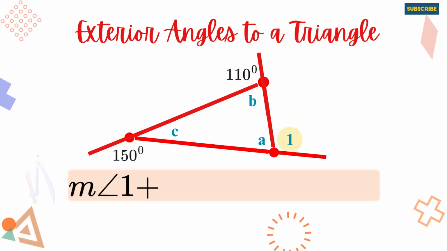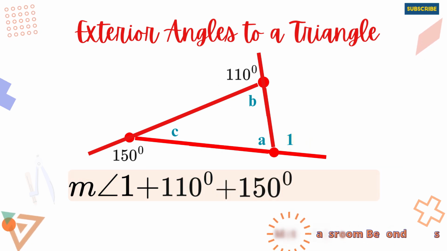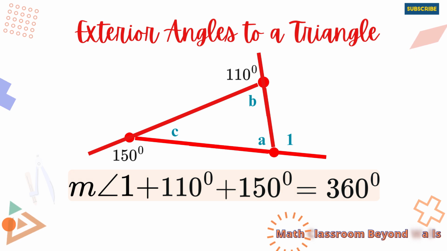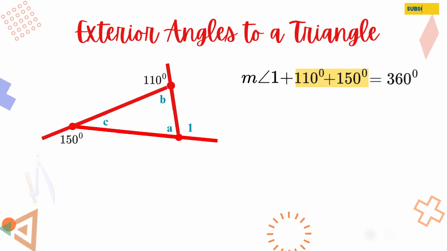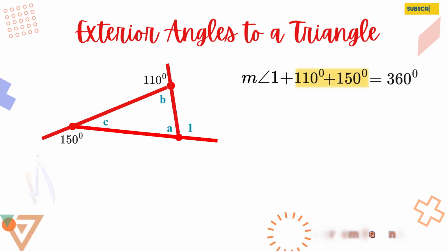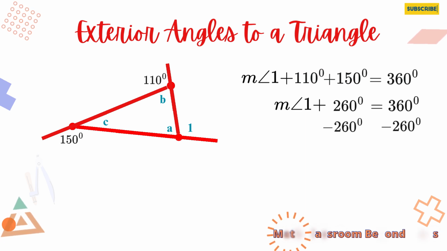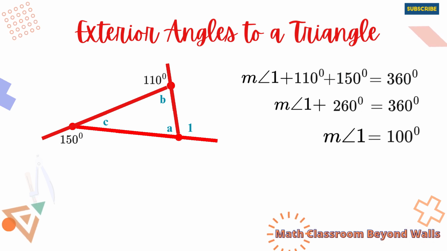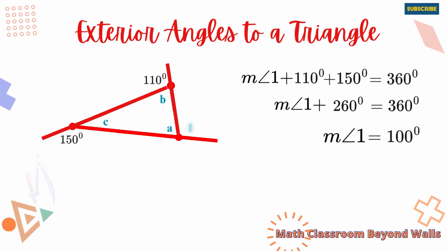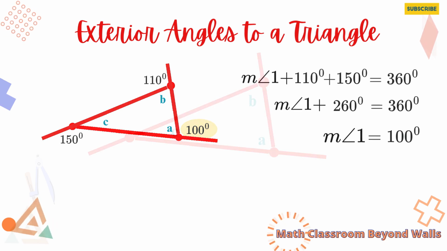So, if two exterior angles are known as shown, the missing exterior angle, angle 1, can be determined. That is, the measure of angle 1 plus 110 degrees plus 150 degrees equals 360 degrees. Adding 110 degrees and 150 degrees gives us 260 degrees. Subtracting 260 degrees from both sides of the equation gives us 100 degrees. Thus, the measure of angle 1 is 100 degrees. Were you able to follow, learners?